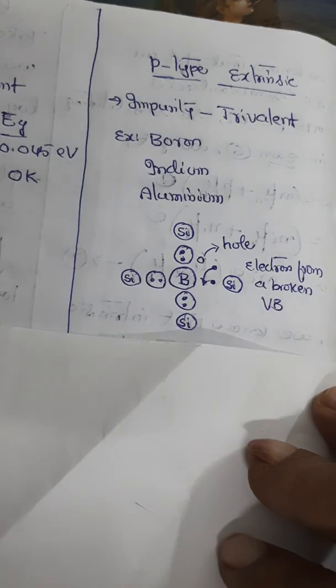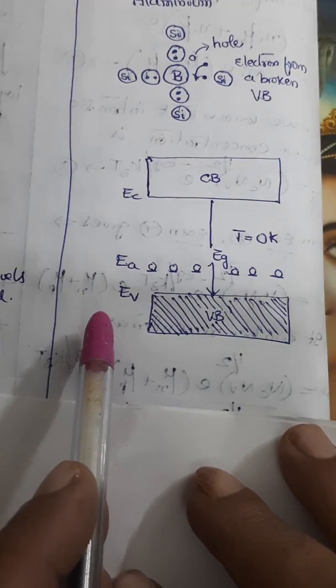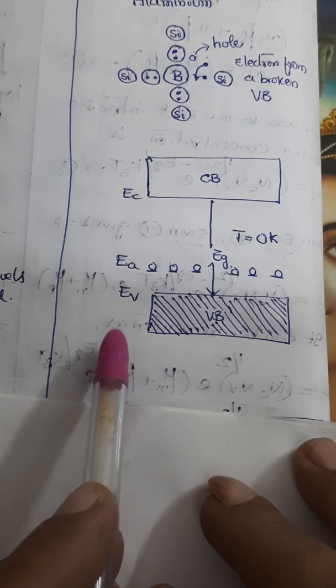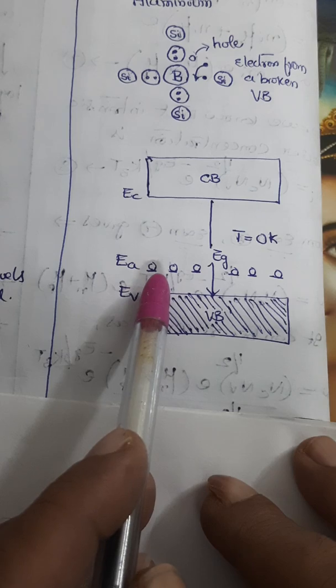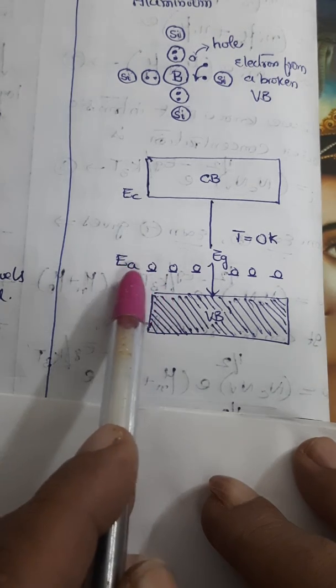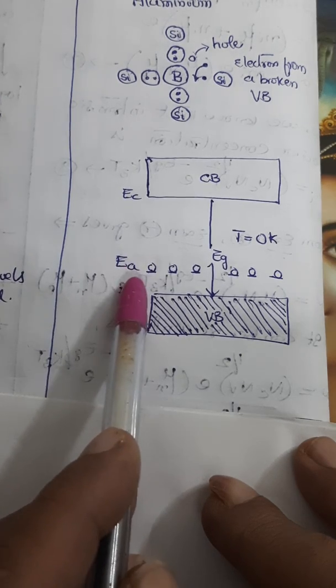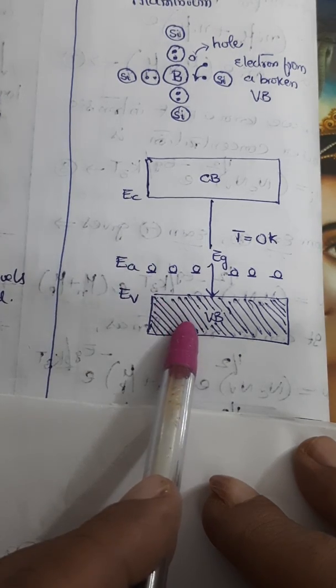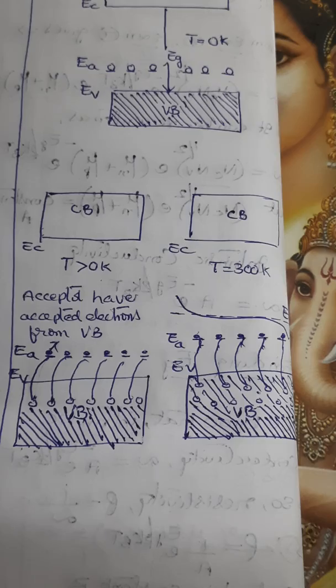Right? Let us look at the energy band. This is the energy band diagram. Since boron is in a position to accept an electron and is acting as an acceptor, therefore you will have an acceptor level. Here EA is the energy of the acceptor level near the valence band. Now when the temperature is raised, we shall see what will happen.